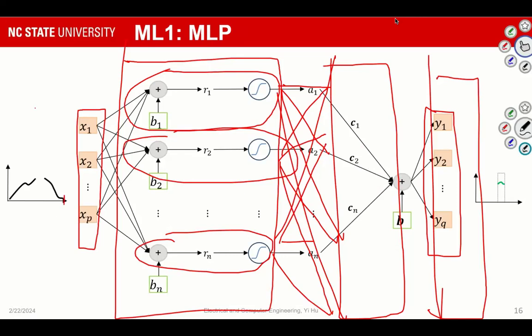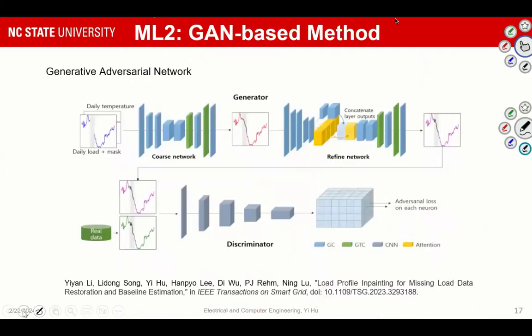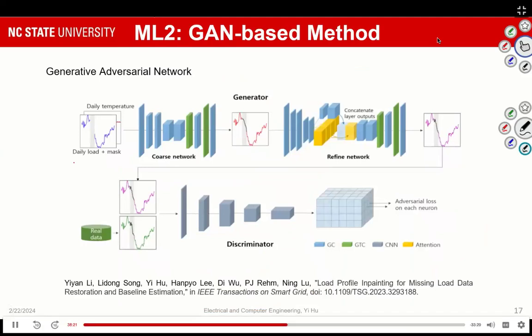It depends on you. So this is the introduction of the basic neural network. We call it multi-layer perceptron. This is the simplest neural network. And then I'm going to show you the second method. This is a little bit more complex.